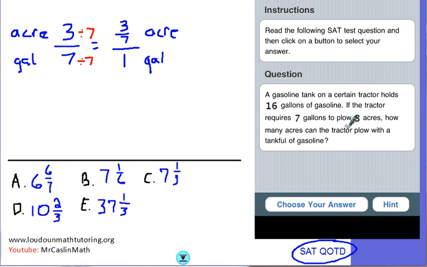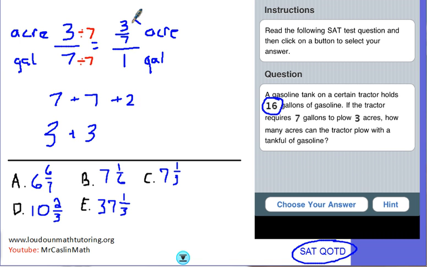So how many acres can the tractor plow with a tank full of gasoline? For 16 gallons, well, we know with 7 gallons we can do 3. Another 7 gallons, we can do 3 more. So we're up to 14 gallons and we've done 6 acres. Now, how many gallons are left? We've got 14 gallons used and we had a 16-gallon tank. So there's 2 gallons left.